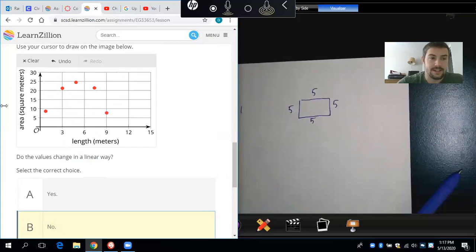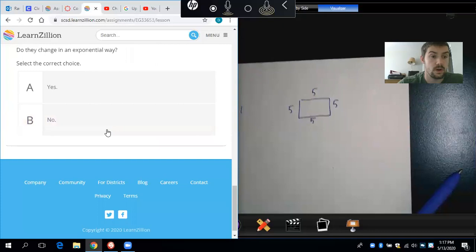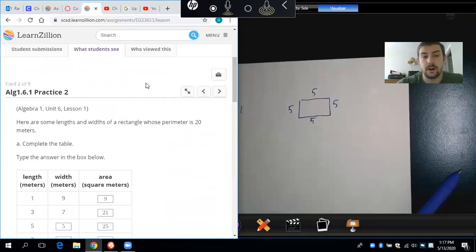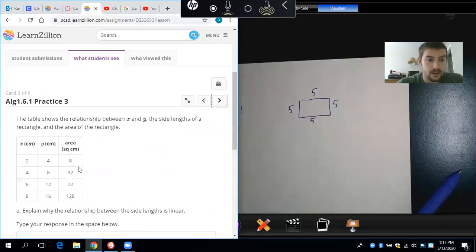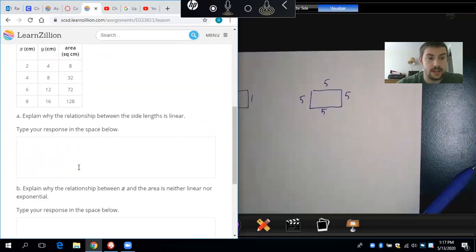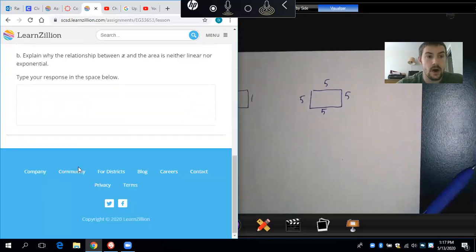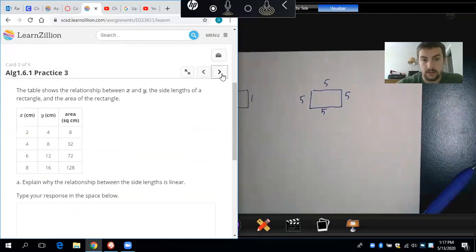Okay, my graph's not perfect. Now, linear, straight line all the way through. Exponential, it's going to curve and then keep going. But what's this do? It goes up and comes back down. So this isn't linear or exponential. This is going to be what we call quadratic. So card 3 is going to talk about more or less the same stuff. I'm going to let you guys go ahead and work on card 3 on your own.